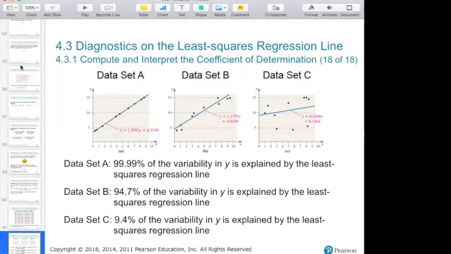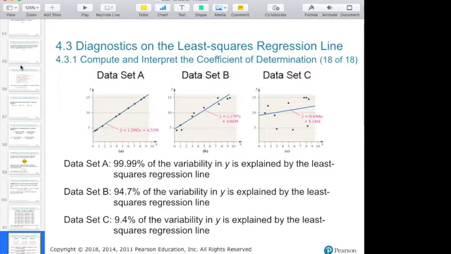If we move on to data set B, it's a little bit more spread out. So we have more variability here. The points don't fall on the line or touch the line as often. So our R value is going to be smaller, so our R squared value is also going to be smaller. Notice 94.7% of our variability is explained here.